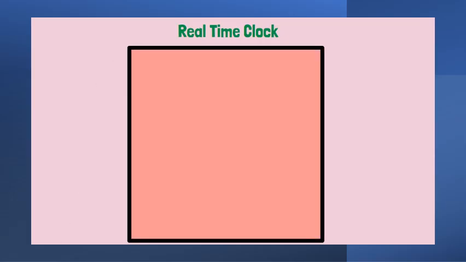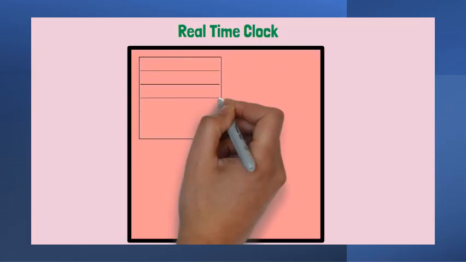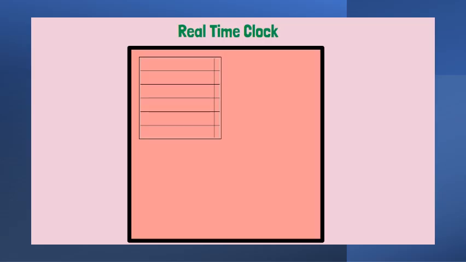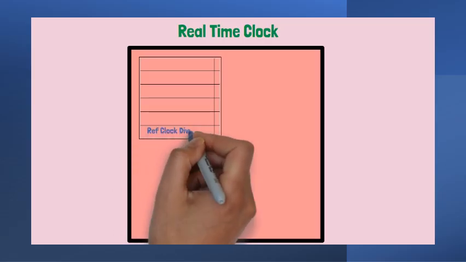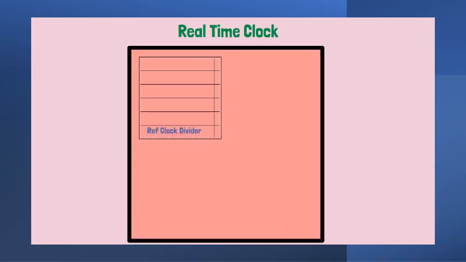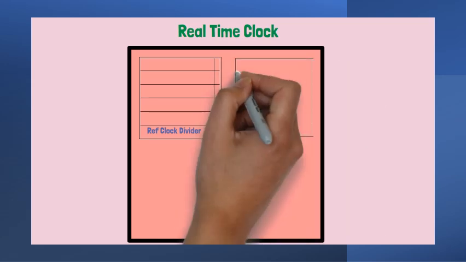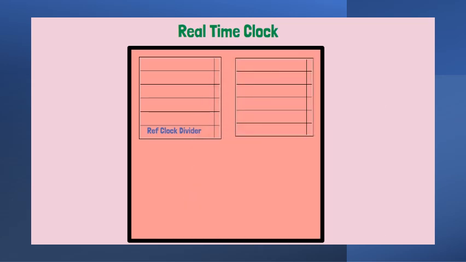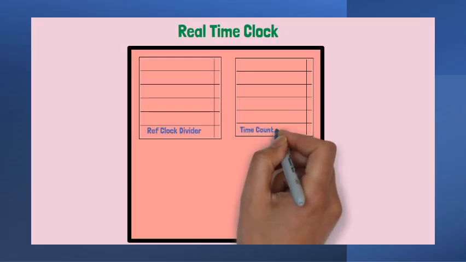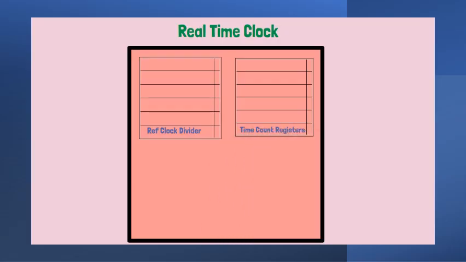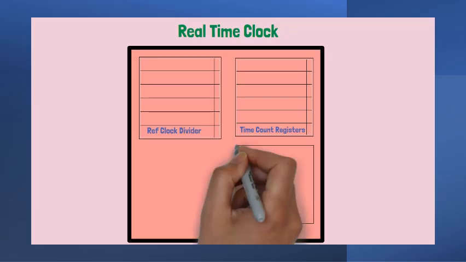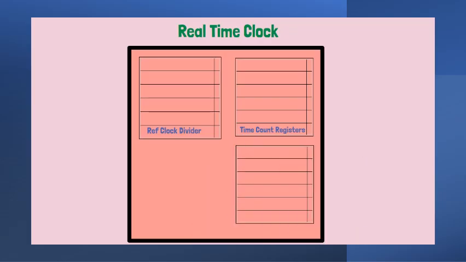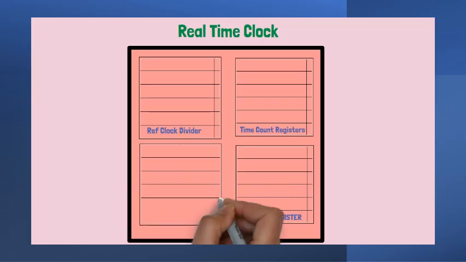The real-time counter block maintains system clock and calendar function. The real-time counter can be divided into 4 major blocks. The first block is the reference clock divider block. This block is responsible for generating a precise 1-second clock pulse. The second block is the time counter block. The registers in the time counter block maintain proper clock and calendar information. The clock maintains time information for the day, while the calendar maintains date information for the month of the year.